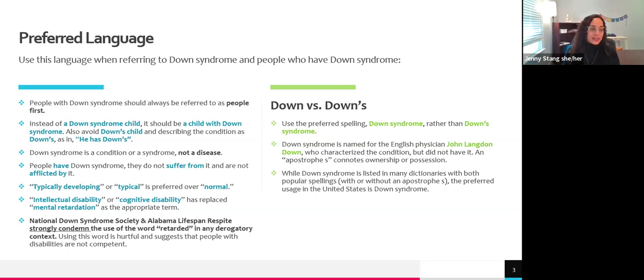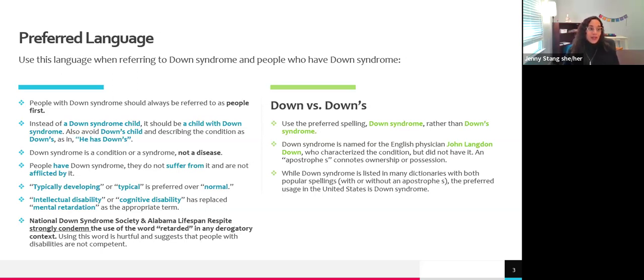Also, intellectual disability or cognitive disability has replaced mental retardation as the appropriate term. If any of you are familiar, generations ago, decades ago, they used to use the term mental retardation to describe anyone who has a cognitive or intellectual disability. And that term is not used anymore. It's outdated.